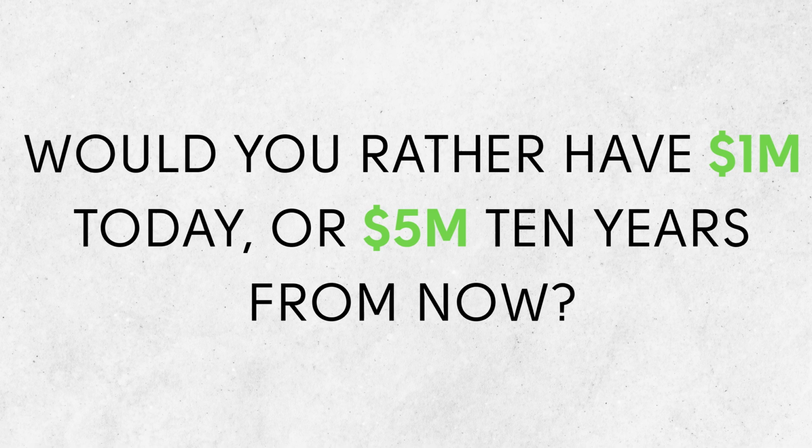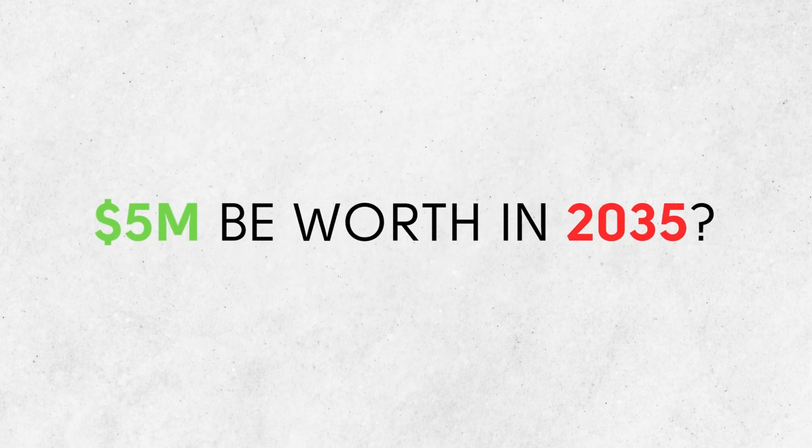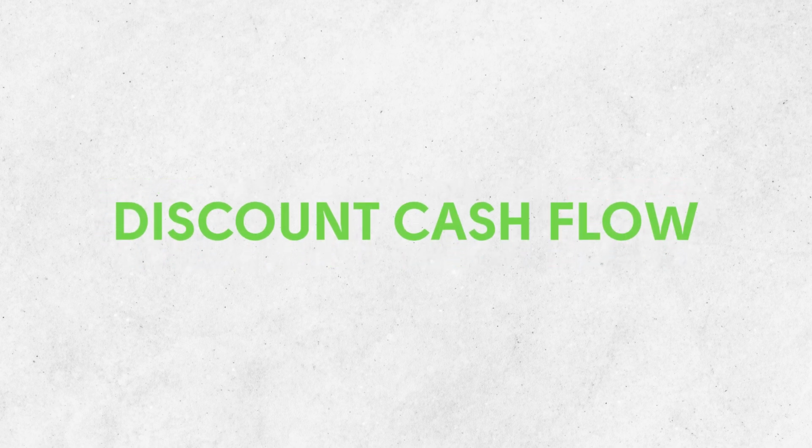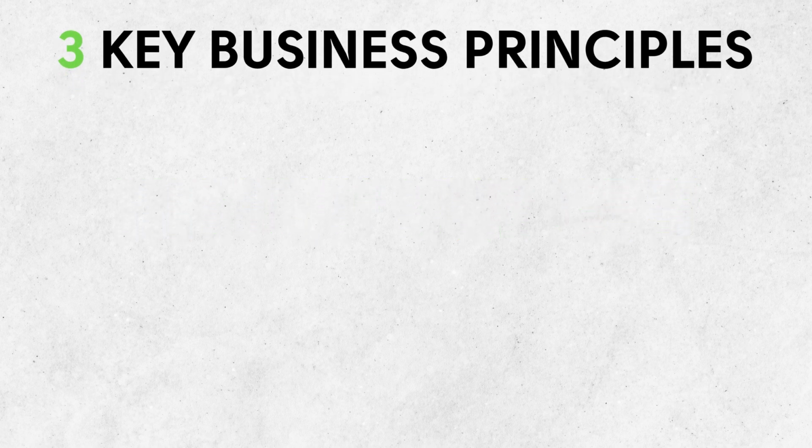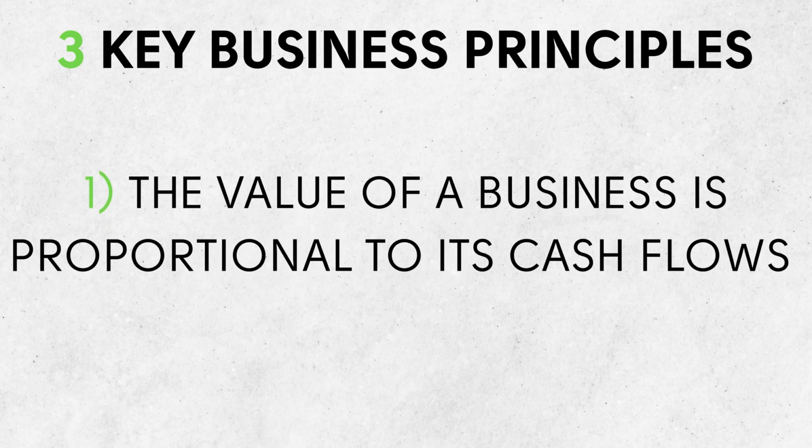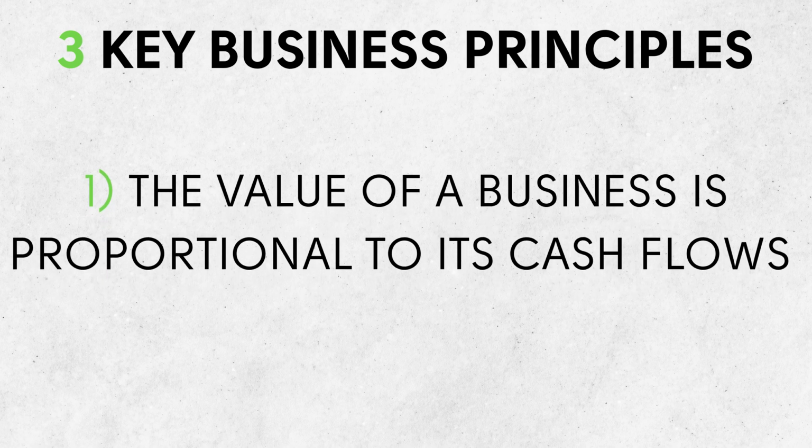We know what $1 million is worth today, but what will $5 million be worth in 2035? Would it be more, equal, or even less than $1 million today? That's exactly what a discount cash flow model attempts to answer. In order for this to work, it relies on 3 key business principles. First, the value of a business is proportional to its cash flows.